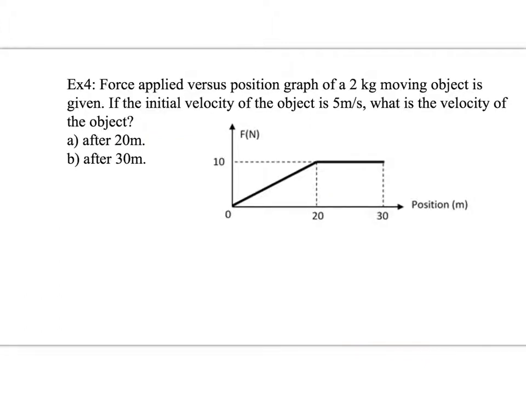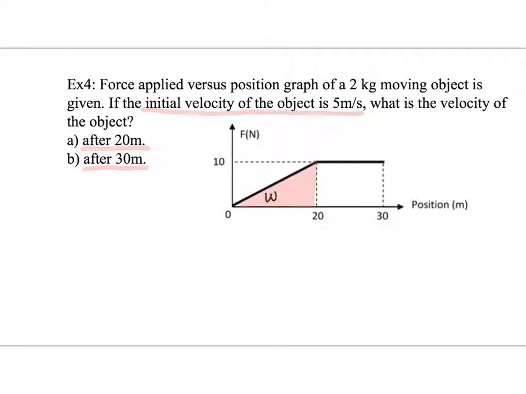Force applied versus position graph of a 2 kilogram object which has an initial velocity of 5 meters per second is given, and the velocity of the object after 20 and 30 meters are asked. Now we know that the area under the force position graph gives me the work done. So for A, I'm going to find the area of this triangle.